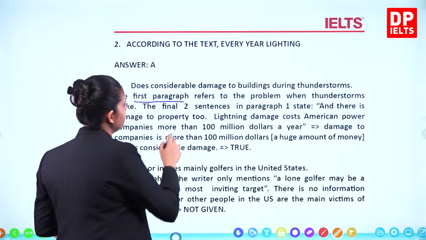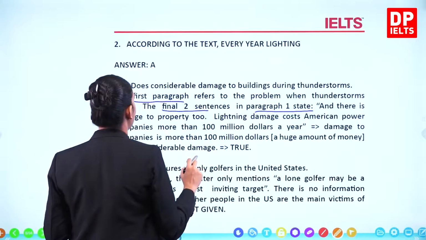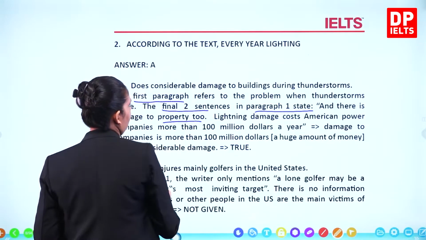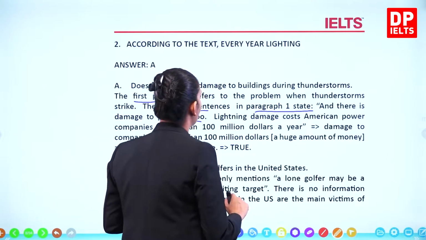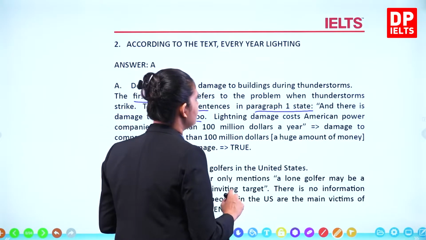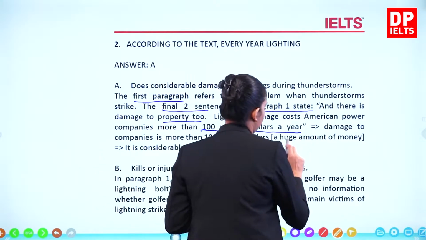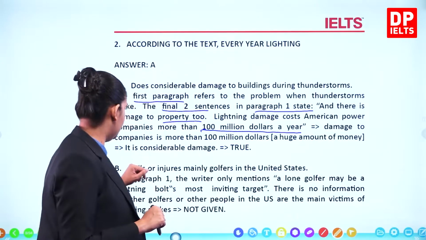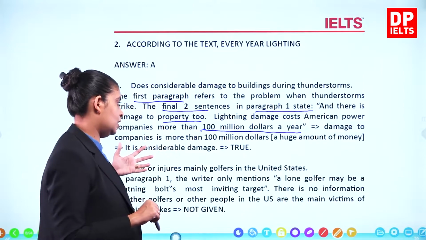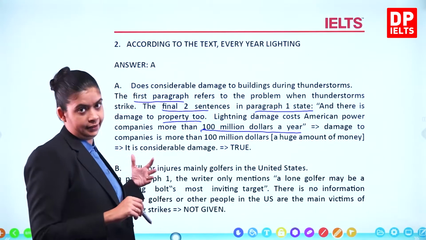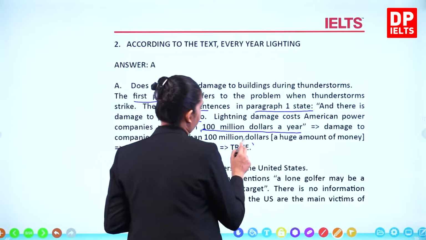Okay? The first paragraph refers to the problem when thunderstorms actually strike. The final two sentences in para 1 state, and there is damage to property too. Lightning, okay. Damage costs American power companies more than $100 million a year, okay. Which means damage to companies is more than $100 million. It's a huge amount of money. That is a considerable damage, which is true.